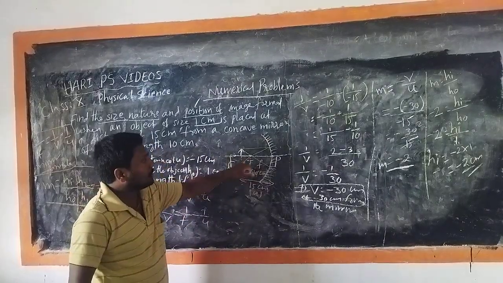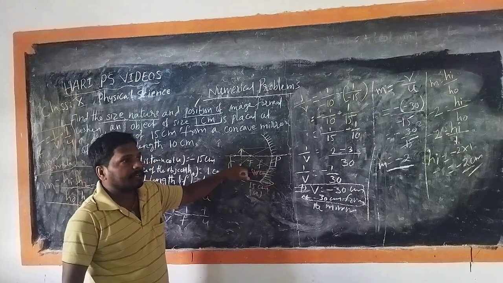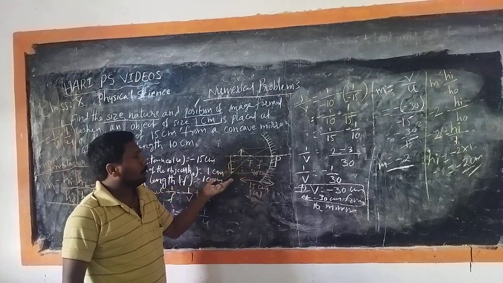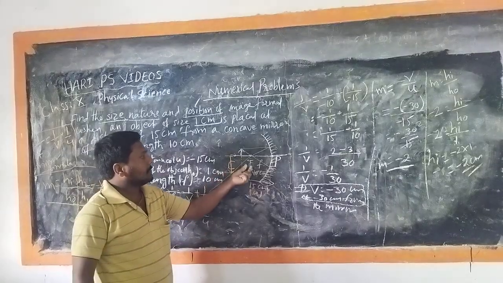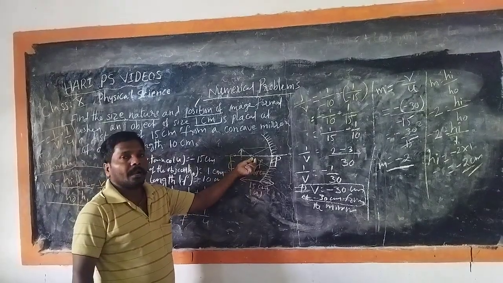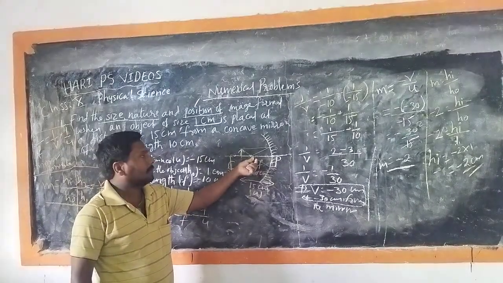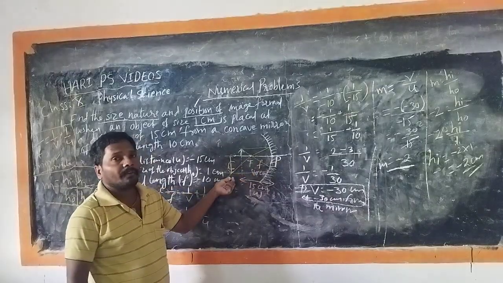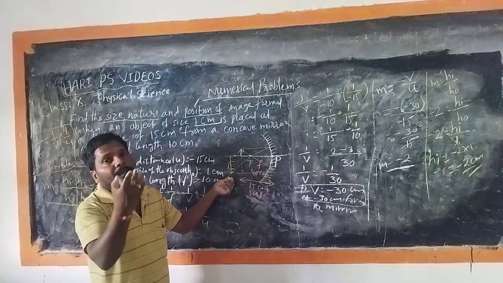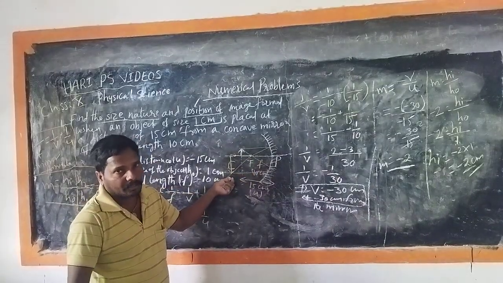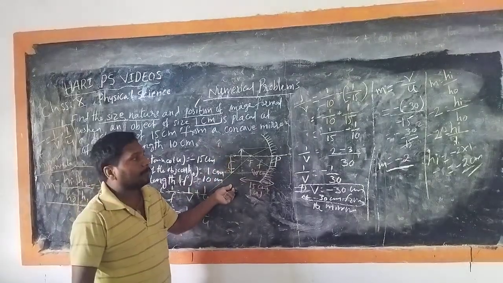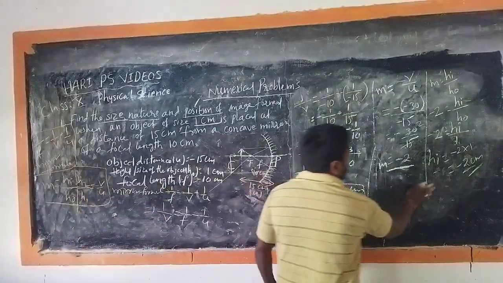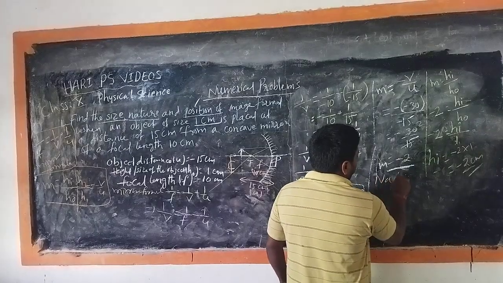Now the nature of the image. When you know the position of the object in front of the concave mirror, knowing the image position is very easy. The object is placed between the center of curvature and the focus. The image is formed behind the center of curvature. So we know that it forms a real and inverted image. What is the nature of the image?